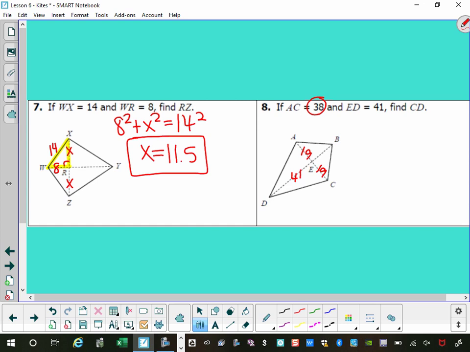And I can do the same thing. They want me to find CD. So I'm looking at this triangle here. If I do Pythagorean theorem, I'm going to have 41 squared plus 19 squared is equal to x squared. That outside of your kite is always going to be after the equal sign. Put this into decimals, what do you get for x?